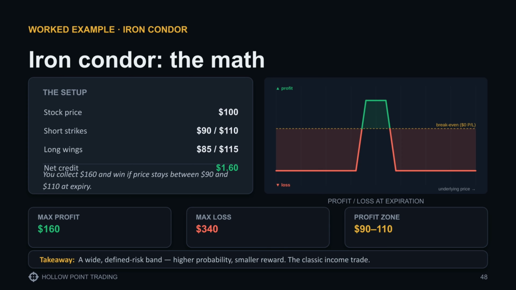Here is a worked example of an iron condor. With the stock at 100, we sell the 90 and 110 strikes and buy the 85 and 115 wings. This collects a 1.60 credit, creating a profit zone between 90 and 110. The takeaway is that this is a classic income trade with a defined risk band.